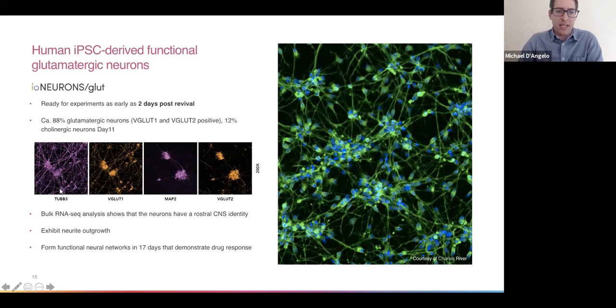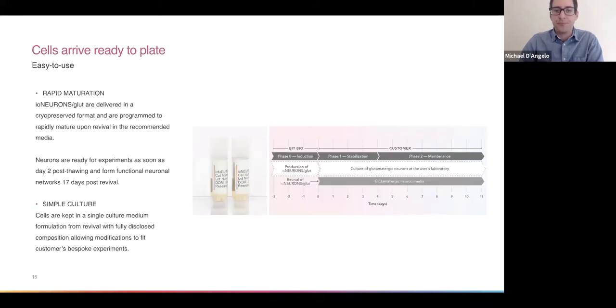What you can see here is some immunofluorescence staining for pan-neuronal markers beta-3 tubulin and MAP2, and then in orange here are the two glutamate transporters, which are specific for glutamatergic neurons, vGlut1 and vGlut2. Bulk RNA-seq analysis has shown that the neurons have a rostral CNS identity. They exhibit robust neurite outgrowth and form functional neural networks in as little as 17 days that demonstrate drug response.